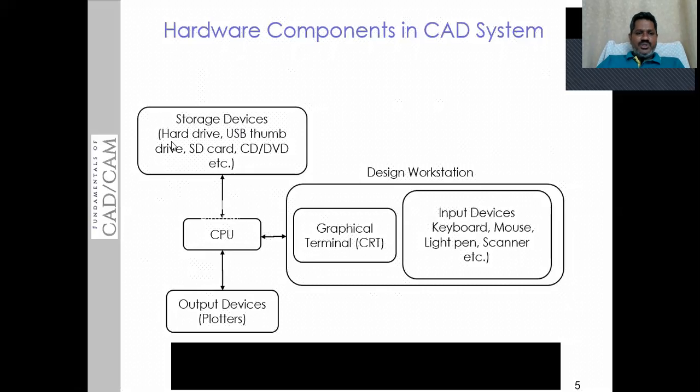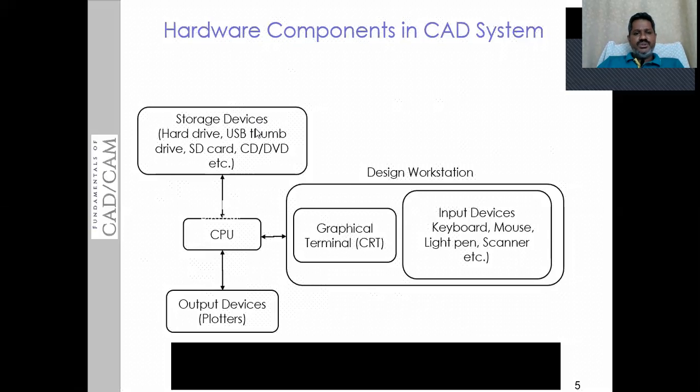Examples of these storage devices are the hard drive, maybe a hard disk drive or storage disk drive, an SD card, maybe a flash thumb drive or USB thumb drive. It may be a CD or DVD drive, etc. These are all the devices used to store information in soft copy form. Then this CPU is going to interact with the storage devices.